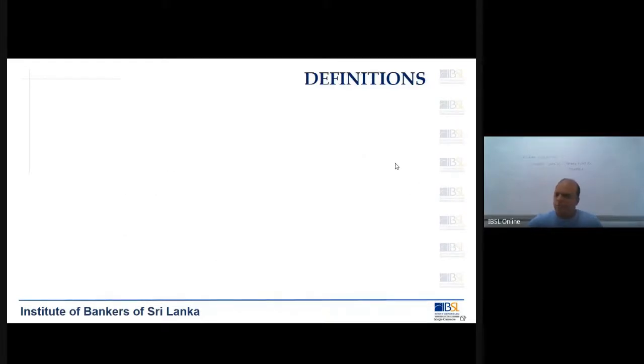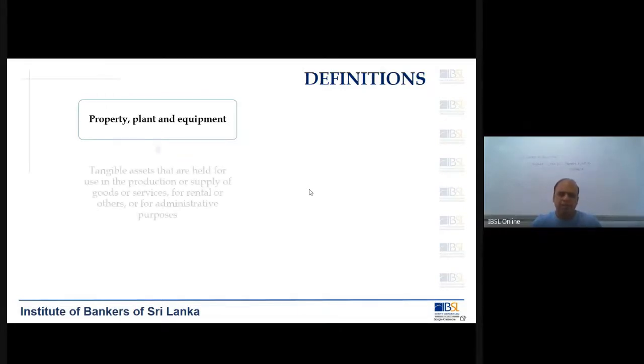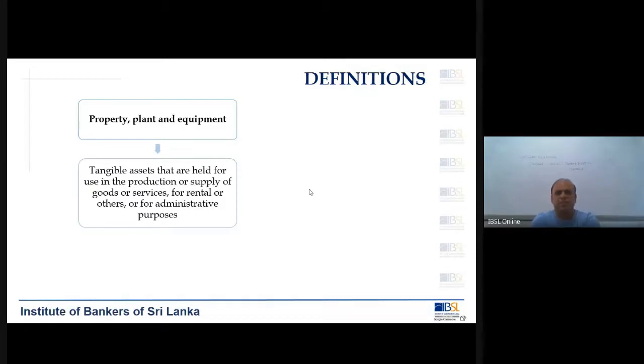Now let's get into the definitions. The first definition is, what is property, plant, and equipment? They say property, plant, and equipment is any tangible asset that is held for use in the production or supply of goods or services, or for rental or for administrative purposes. So it's very clear. Property, plant and equipment has to be tangible. Tangible means where you can touch and feel.